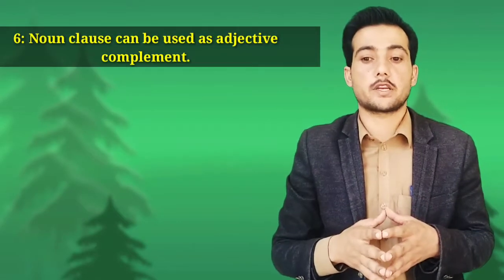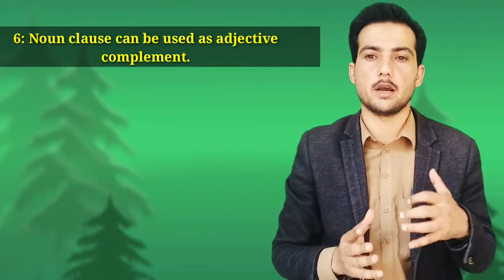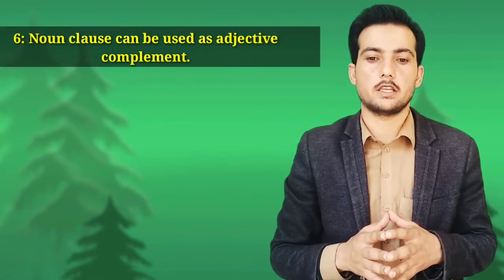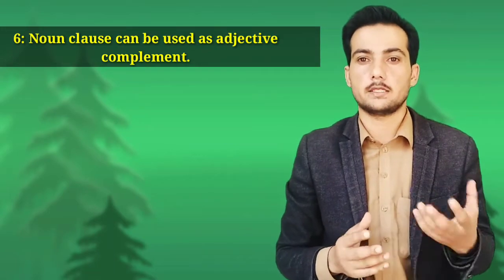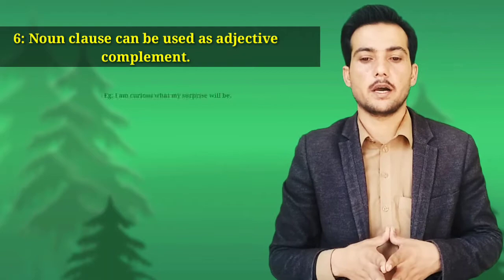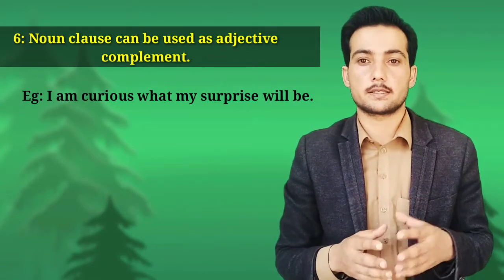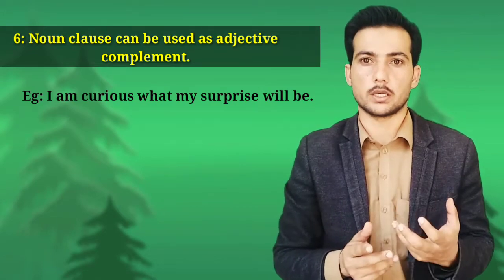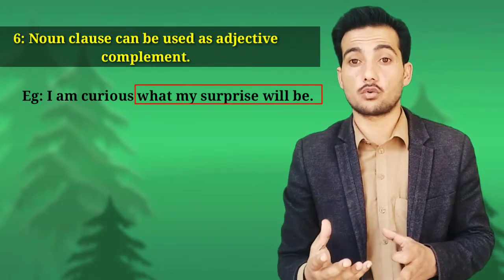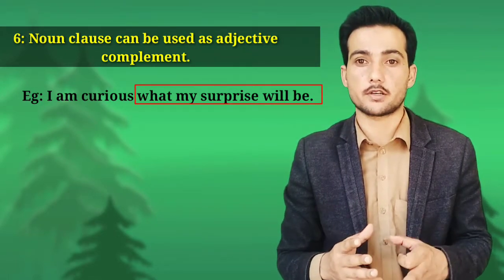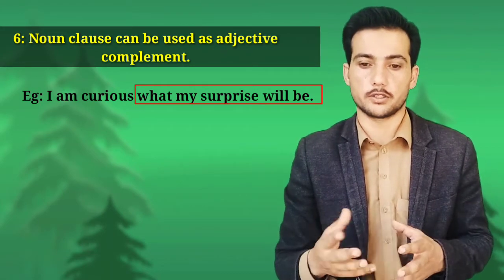Noun clause can be used as adjective complement. As we have already discussed, a noun clause can be a subject complement, and it can also be an object complement, but along with that a noun clause can be an adjective complement. For example, I am curious what my surprise will be. If you look at this sentence, it consists of an adjective, that is curious, and after that what my surprise will be, and this one is a noun clause, but here it functions like a complement of the adjective, and it gives information about the adjective, curious.